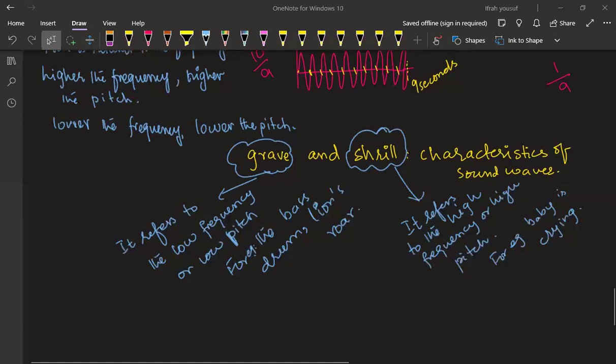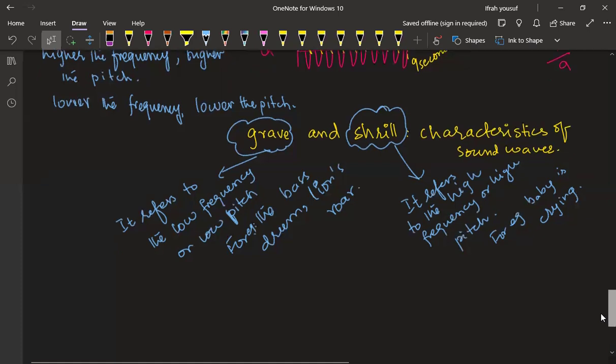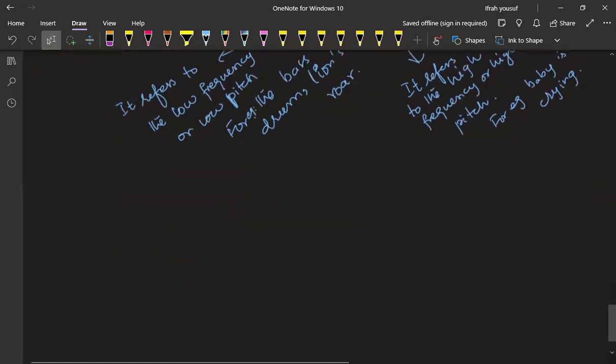Now is there any confusion? No. ठीक है। So that's the frequency and the pitch. Okay, so we are going to do some questions. Acha, what do you understand about the amplitude?